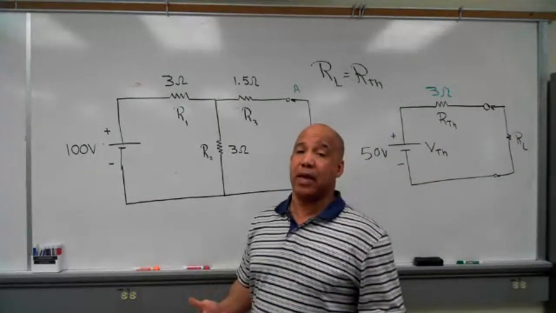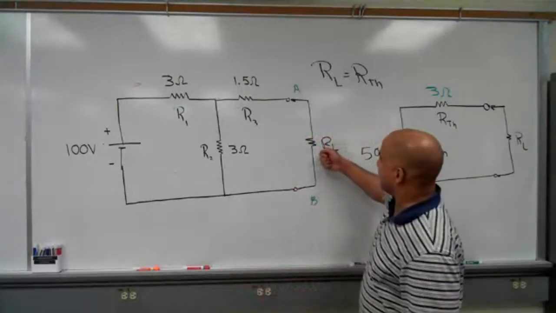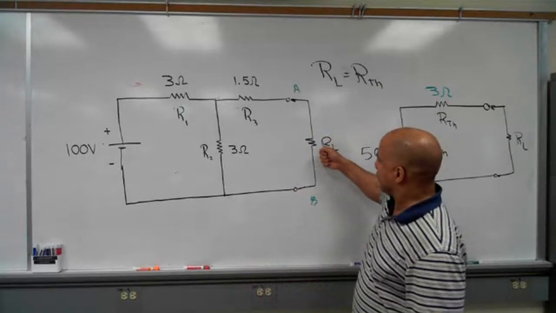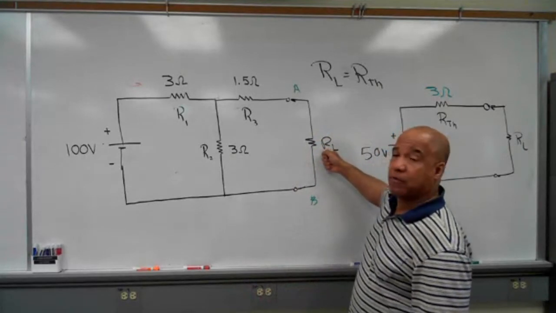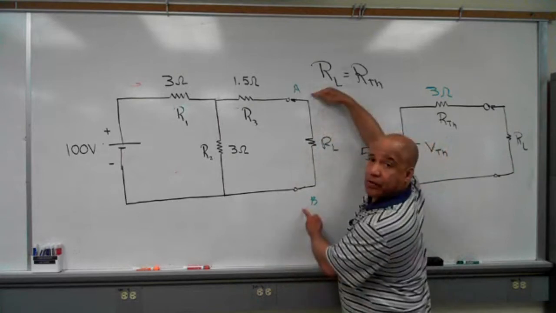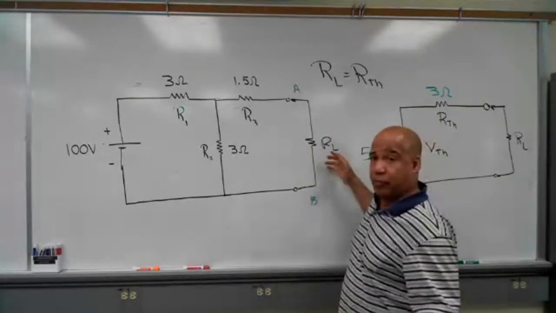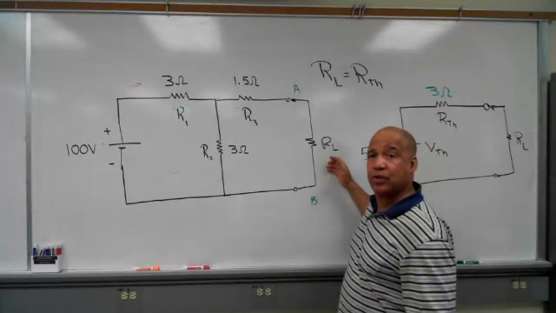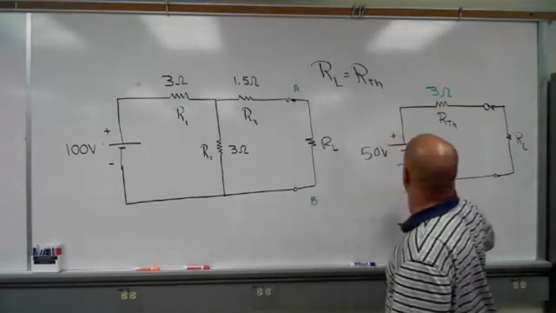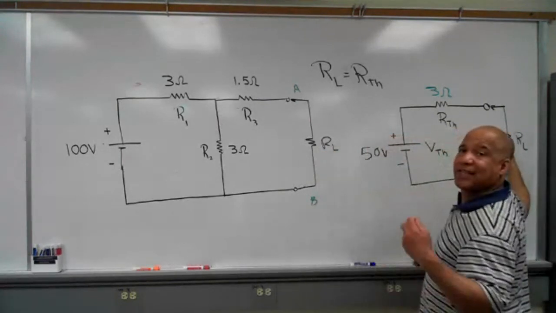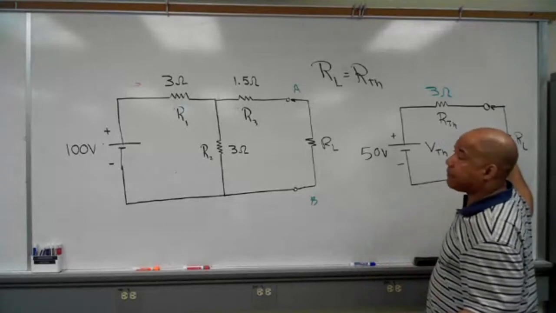What exactly do we mean by the Thevenin equivalent circuit? What we mean is if I take the load resistor and I put it here, it will have a certain voltage across it, and it will receive a certain amount of current in the original circuit. If I remove the load resistor from the original circuit and put it in the Thevenin circuit, it will get exactly the same voltage and exactly the same current.